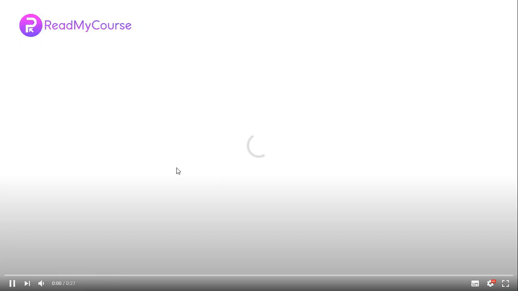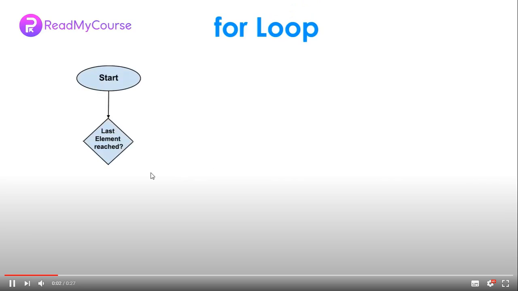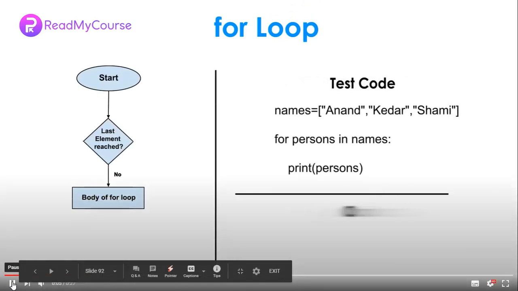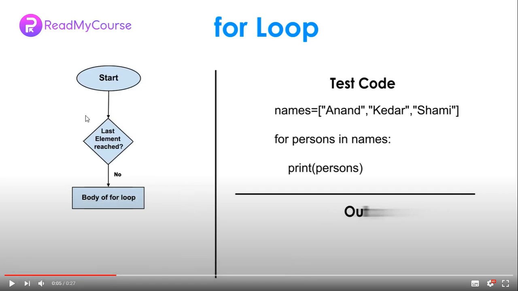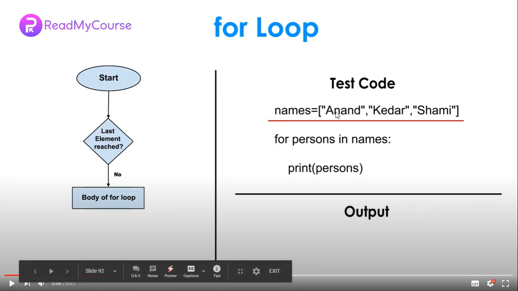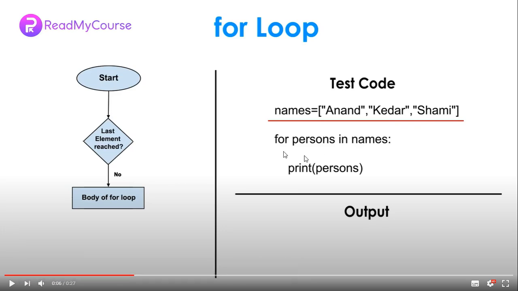Now if you want to see how this for loop works, just try to see this video. I told you that if the last item is not reached, then the body of the for loop will be executed. Here you can see that we have names is equal to Anand, Kedar, and Sami. So this is a list, and we are writing for person in names, print person. Initially we will have Anand, so we will print Anand. Next, it will automatically read the next name, which is Kedar, so it will print Kedar.